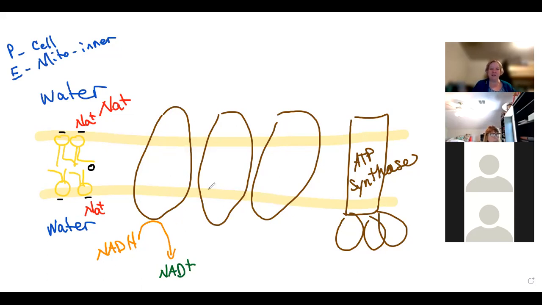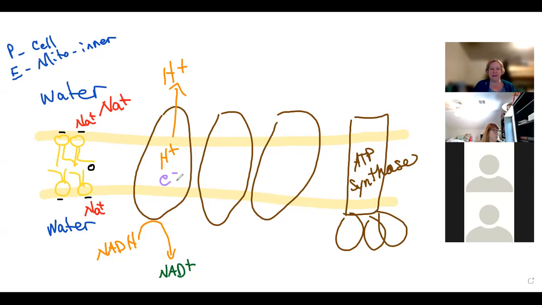So this hydrogen is given to this enzyme complex, and this enzyme complex is very mean. It takes that hydrogen and it steals its electron, okay? So this hydrogen gets split, and this hydrogen gets pumped to the other side. Now it's got a charge, it can't get back. It's just like the sodium. It holds hands with these phospholipid heads of the phospholipid bilayer, so it can't get back. It is on the other side of the dam, okay?